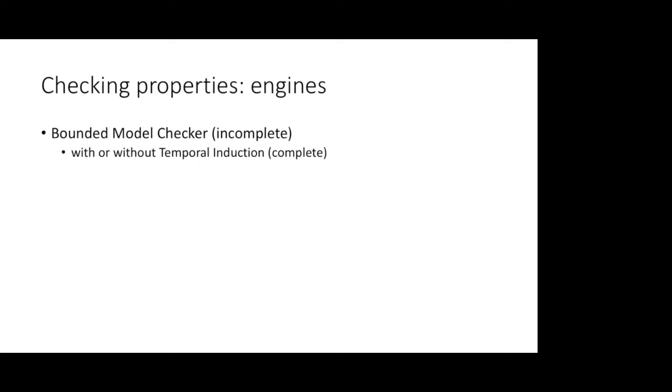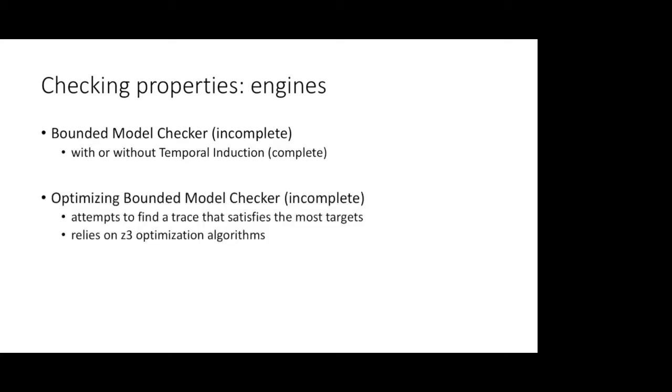There's a classical bounded model checker, which is incomplete, meaning that you can reach a target, but you cannot prove that the target is unreachable. But it can be augmented with temporal induction, which makes the approach complete.